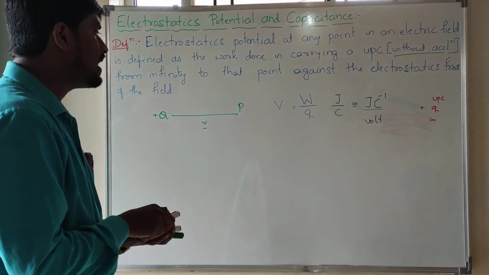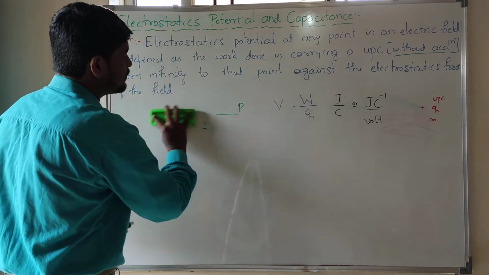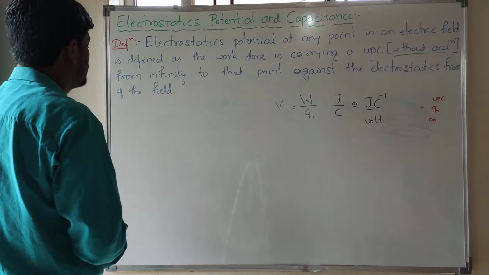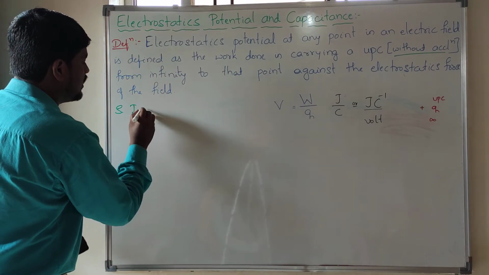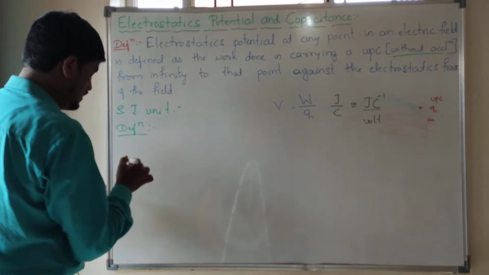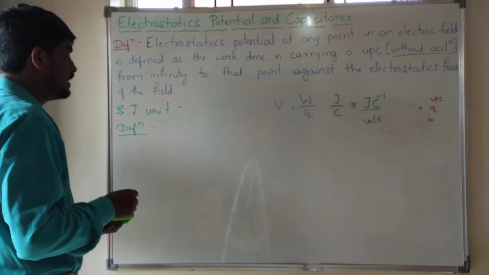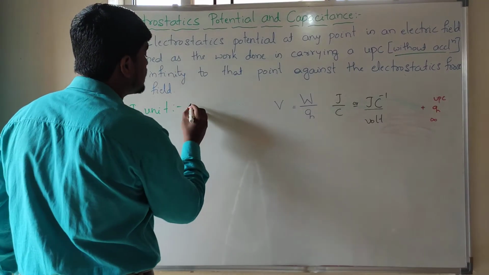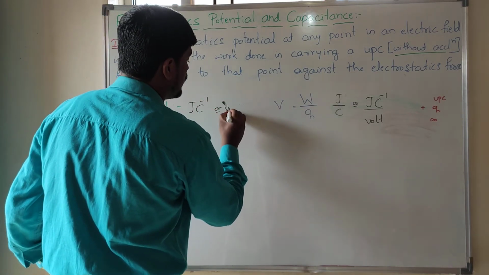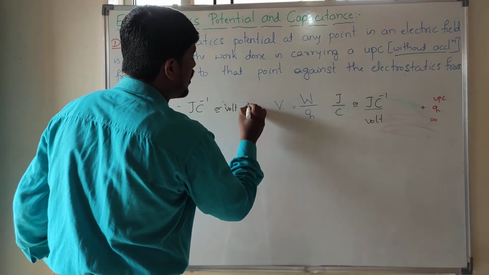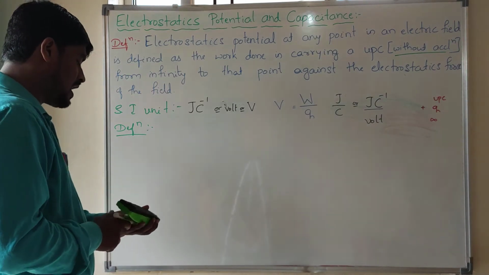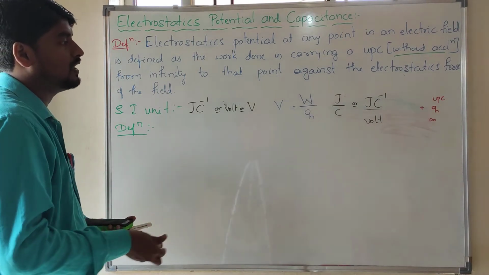So now let us define 1 volt. The SI unit of electrostatic potential is Joule per Coulomb or volt, small v or capital V, just a method to denote. Then the definition. So how to write the definition of 1 volt?